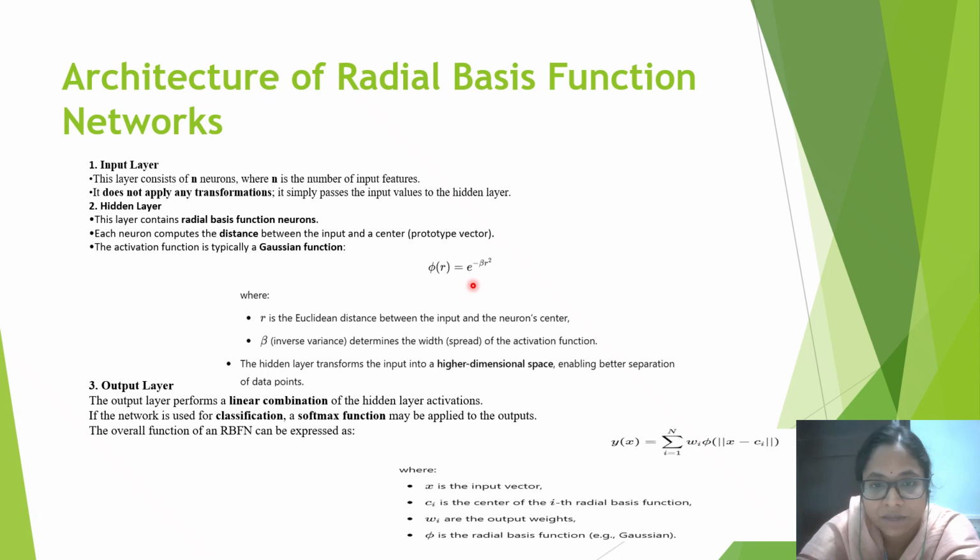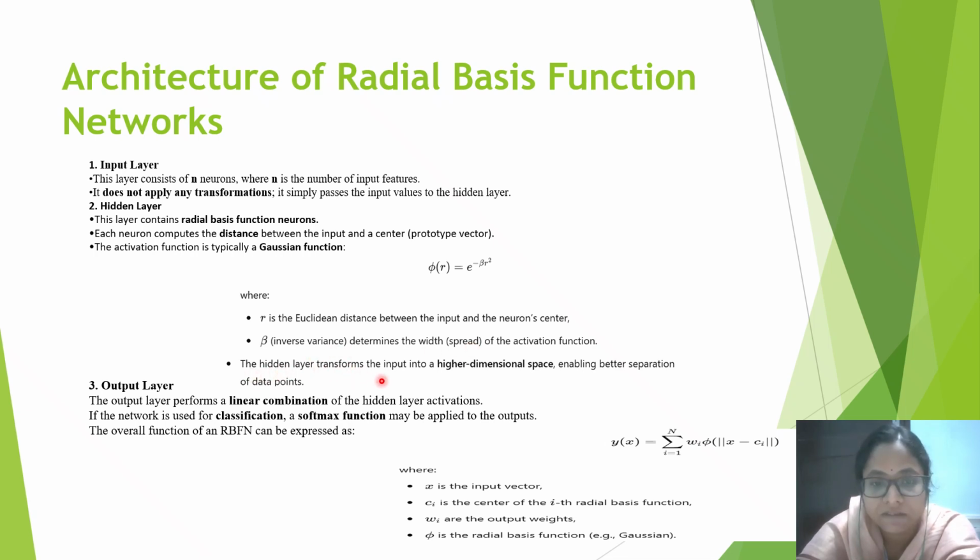The Gaussian function can be represented as e to the power minus beta times r squared, where r is the Euclidean distance between the input and the neuron center, and beta is the inverse variance, which determines the width or spread of the activation function. So in this network, the Gaussian function plays a major role as the activation function, and we need to calculate the neuron centers, the distance r between the input and the neuron centers, and then the spread, which represents the width of the activation function.